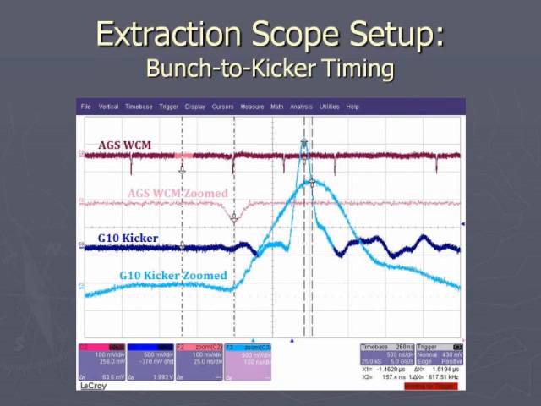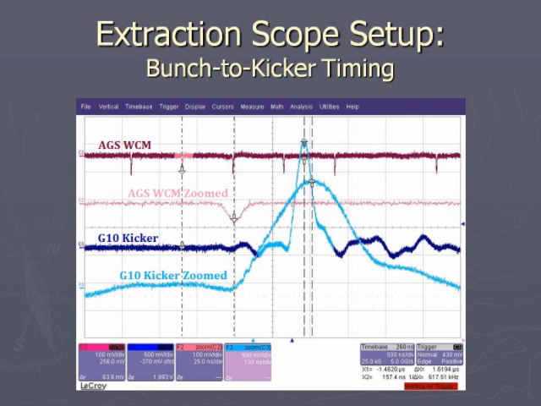This is nice because it can be tough to set yourself up on the peaks of any one of these bunches, but it's easy to see here. So the idea here is, first of all, when we're first setting up, we would set it up such that the G10 kicker was actually kicking a bunch. And later on, if we're having stability problems, you want to see that the bunch's kicking timing is stable.